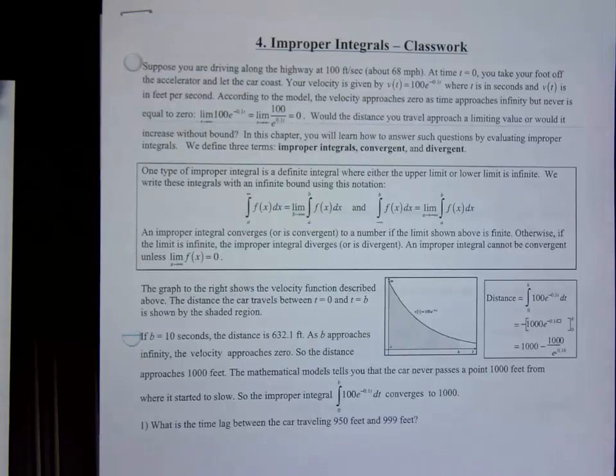Today we are going to learn the final integration method in BC Calculus called improper integrals. We'll talk more about it in just a minute. Basically, it has to do with approaching infinity.